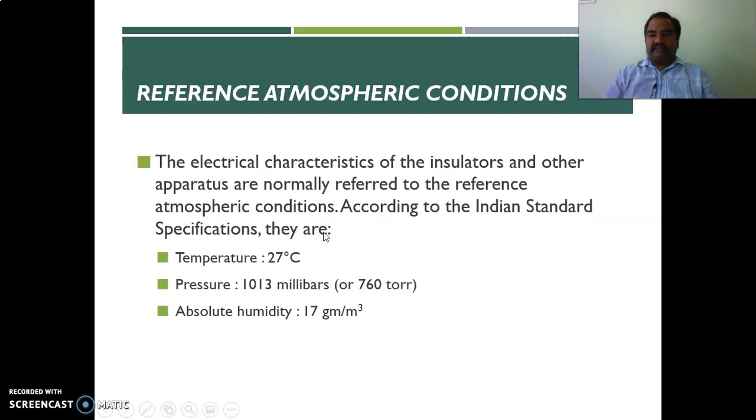All these tests are supposed to be done at certain atmospheric conditions. As you all know, according to the Indian standard specifications, there are certain standard atmospheric conditions, which we call standard temperature and pressure, STP. The temperature is 27 degrees centigrade, whereas the pressure is 1 bar, which is nothing but 760 torr. The absolute humidity is 17 gram per meter cube. So all the tests are supposed to be conducted at STP unless stated otherwise.